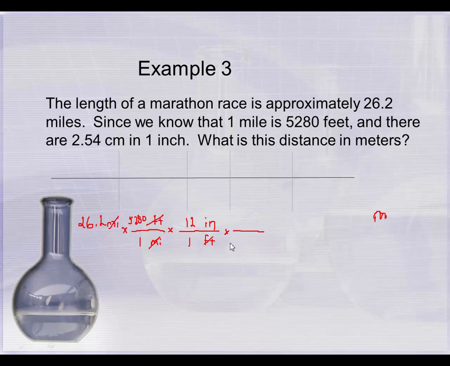We've got inches, but we want meters, so we've got to do another conversion factor. Inches has to go down here. What has to go on top? Centimeters. We know this. They told us, right? 1 inch is 2.54 centimeters. Inches and inches cancel. Still not to meters, though.